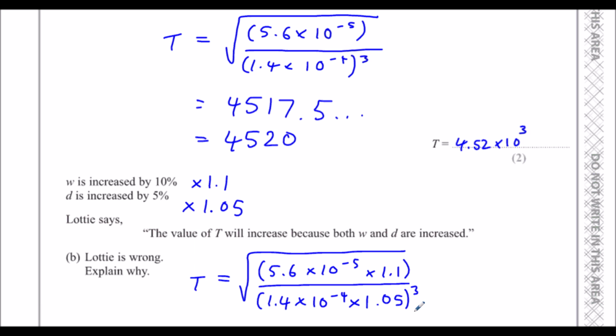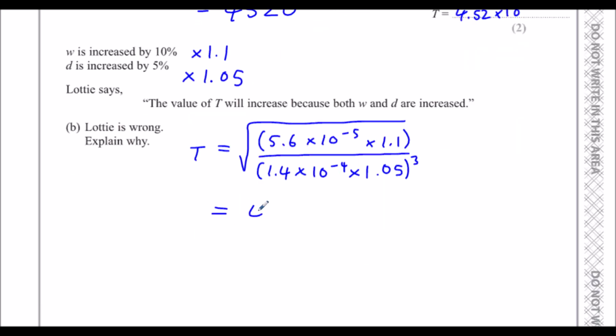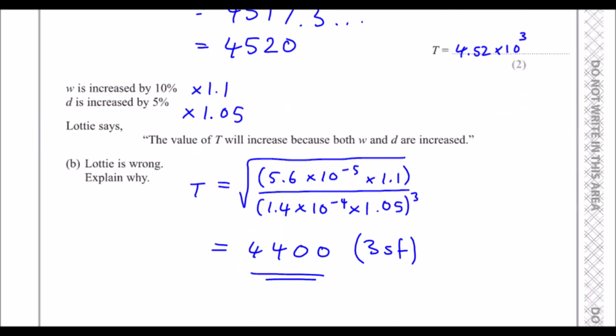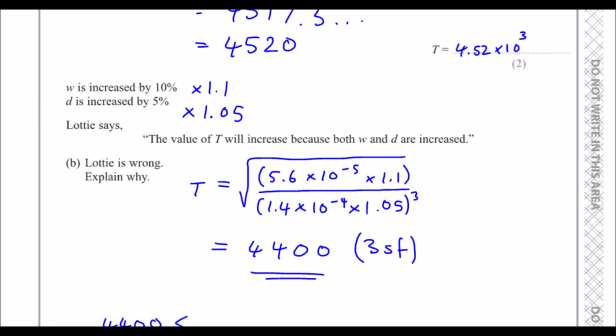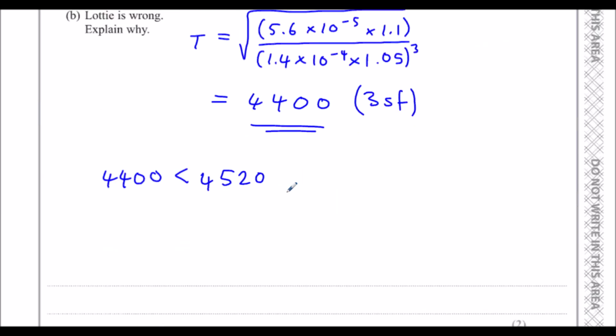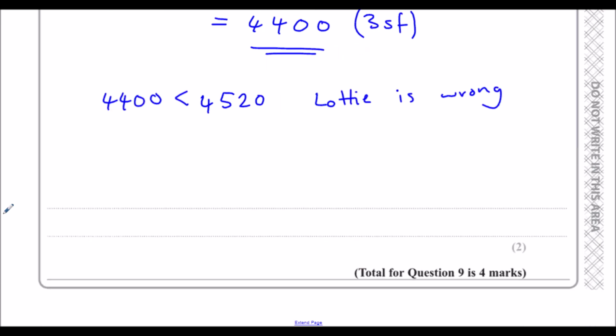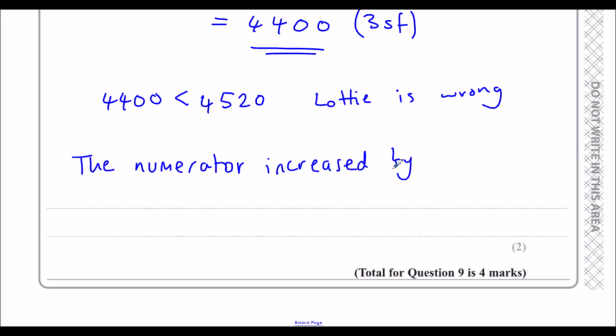So I've got my new answer as 4400, rounded to three significant figures. And it's gone down. So 4400 is less than 4520. So Lottie is wrong. And the reason is the numerator increased, so the top number increased by less than the denominator.